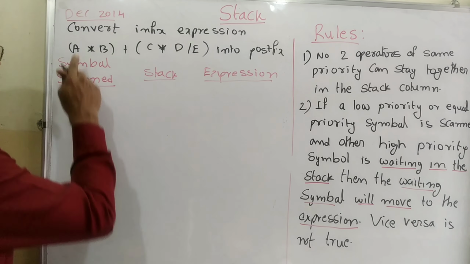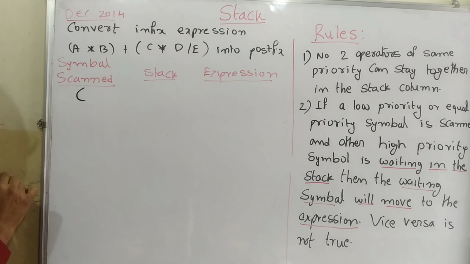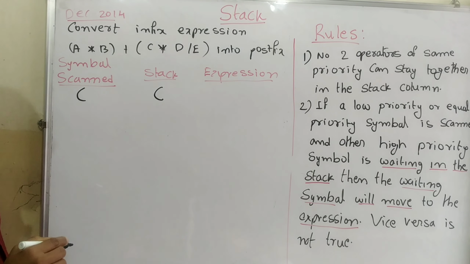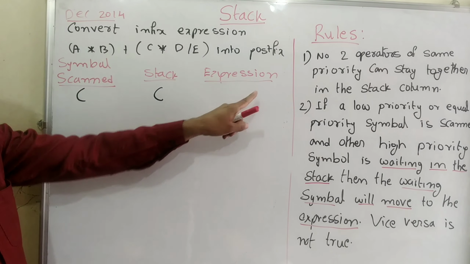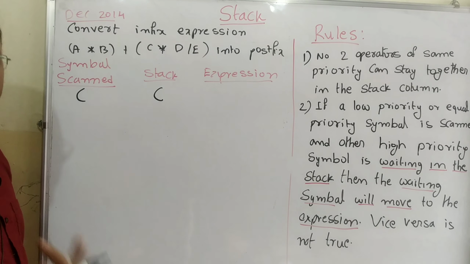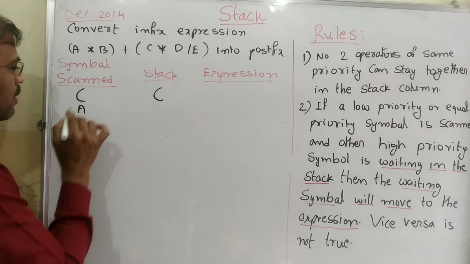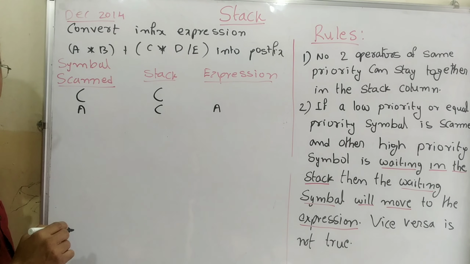First we see the bracket. The bracket I am writing here. The bracket we write into the stack. In the expression, we are going to write only operands, the alphabets. The symbols we are going to write into the stack. Simple way to understand. The next one, A. So A will be written into the expression.